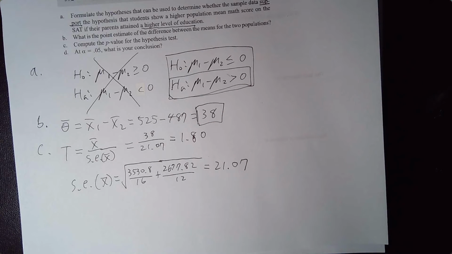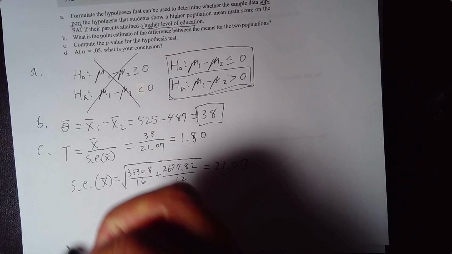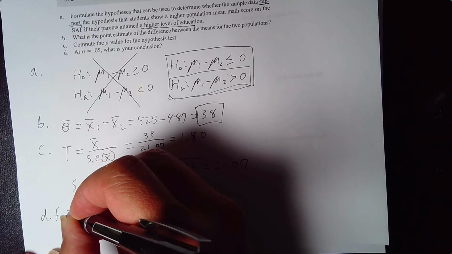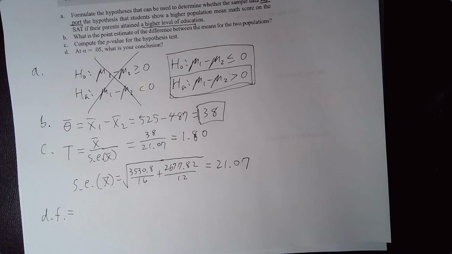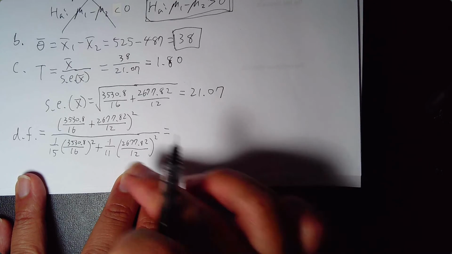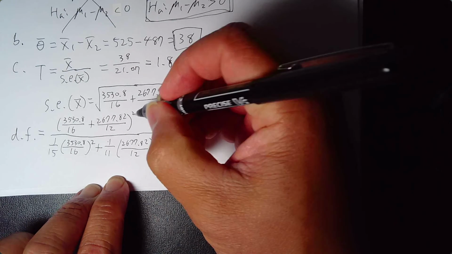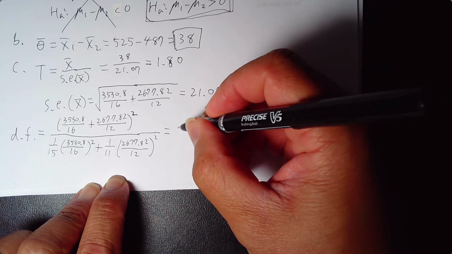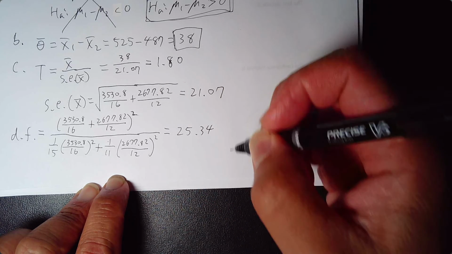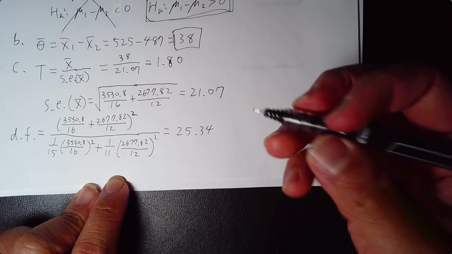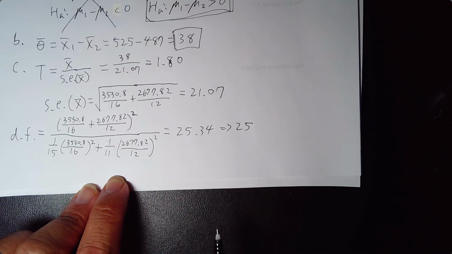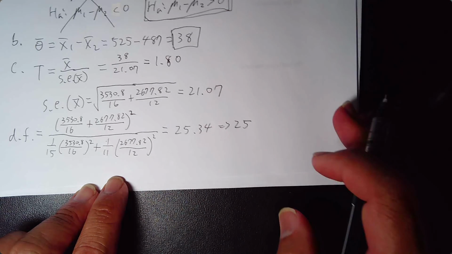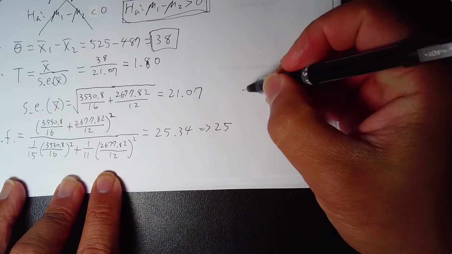Okay. Now to calculate the p-value, we need the degrees of freedom first. So now we calculate the degrees of freedom. Go ahead and pause, plug the numbers into the formula and see what you get. Okay, go ahead and give it a try. And what you should get is 25.34. Remember, always round down. So this gives us a degree of freedom of 25. Okay, all right.